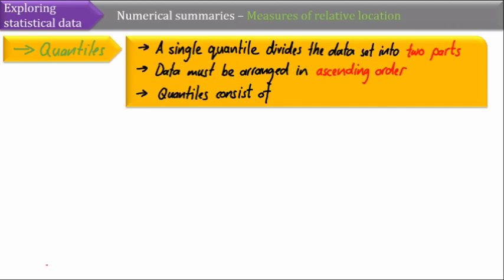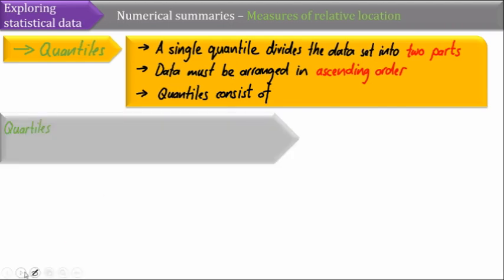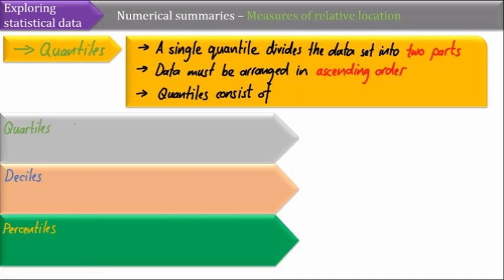Now quantiles can be subdivided into 3: quartiles, deciles, and percentiles. The 2 most common ones will be quartiles and percentiles. The deciles are not that common. The percentiles we can think of as a generalized version, because it really covers the deciles and the quartiles as well. So percentiles is a bit more comprehensive, and you might as well just work with percentiles to start off with and ignore the others.